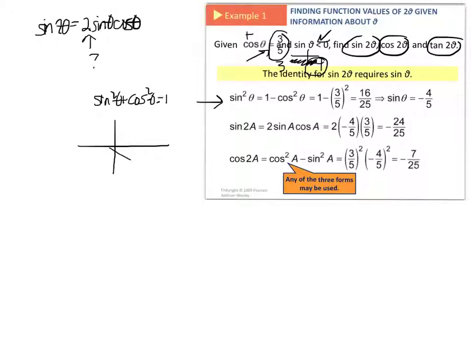Okay, so we can draw our triangle here, and this is our theta. Cosine, which is adjacent over hypotenuse, is 3 over 5, and as a shortcut, we know this is a 3, 4, 5 triangle, so we get that it's negative 4. But you can also use the Pythagorean theorem to find it.